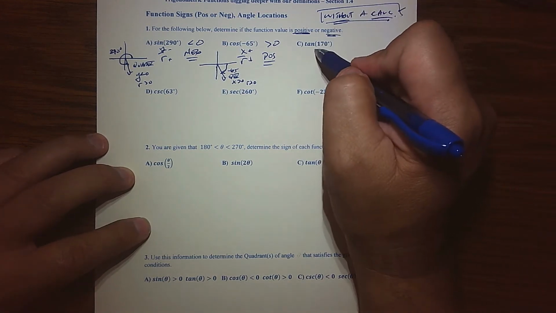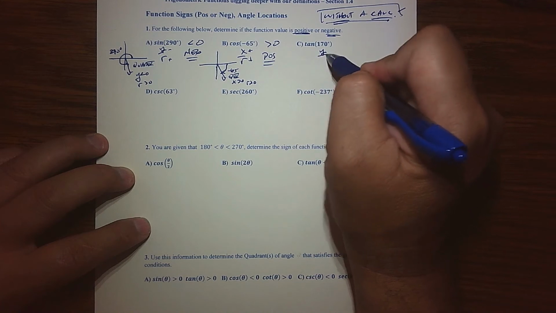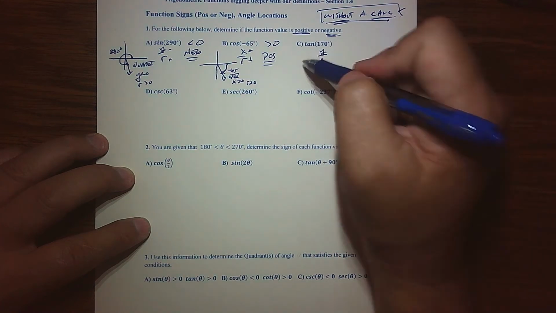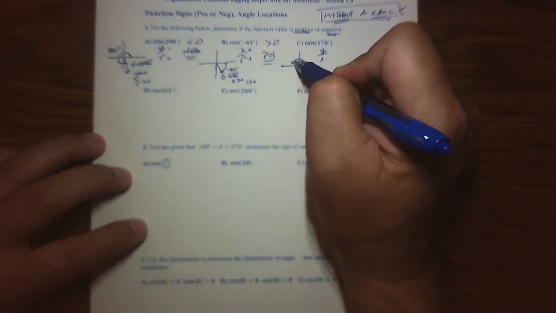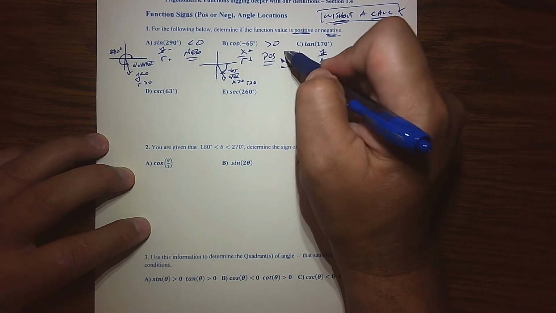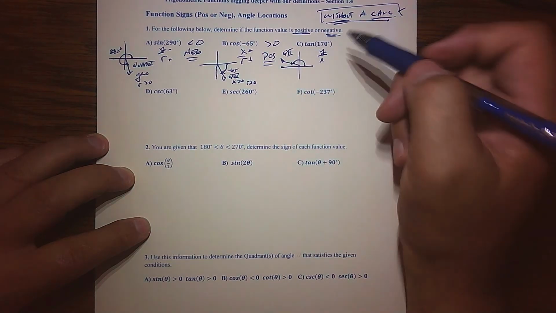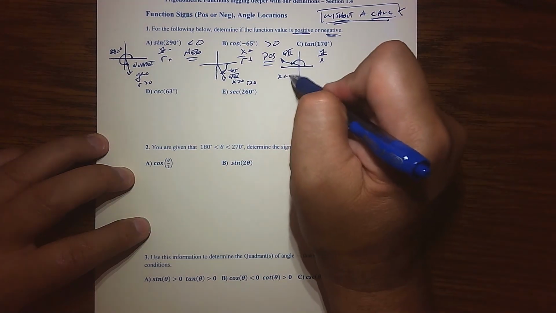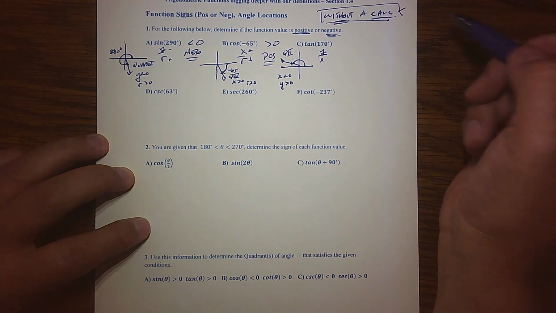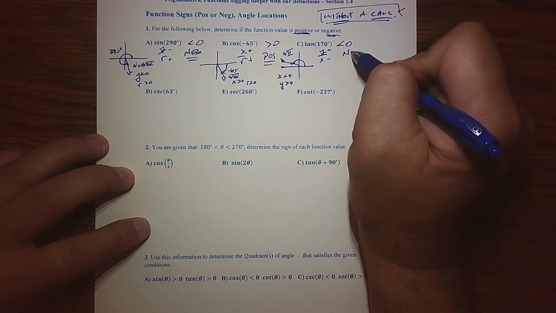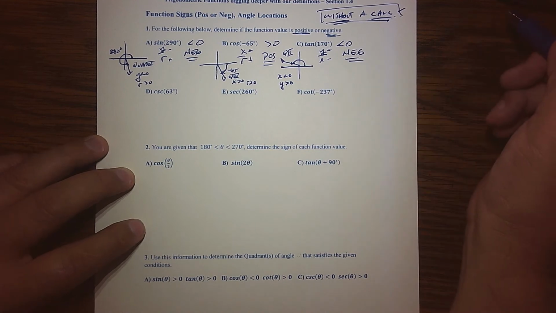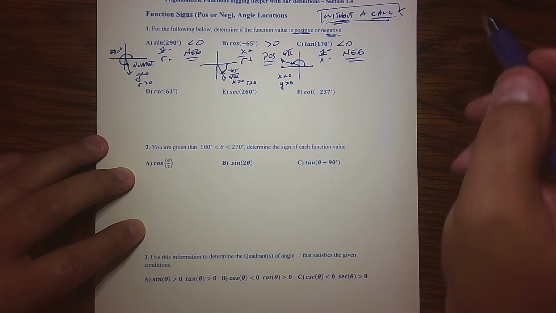Tangent of 170: by definition, tangent is y over x. When I draw a picture of 170, that's really close to 180 degrees, but it's in quad 2. So what do we know about quad 2? X is negative and y is positive. So I have a positive divided by a negative. That means we're expecting a negative value out of the tangent of 170. And so forth and so on.